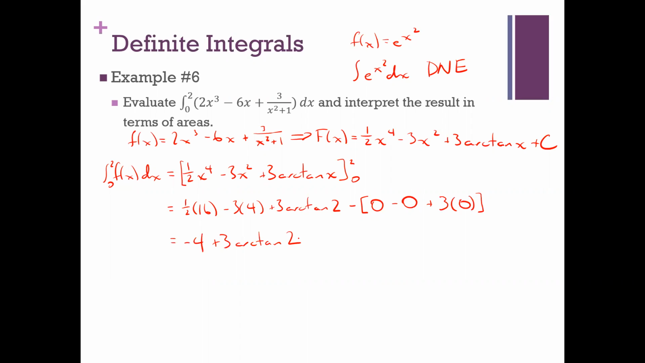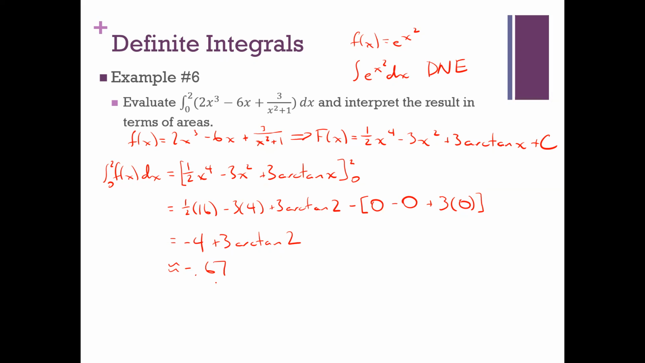All right, so this is the value of the integral. I would like to know if this thing is positive or negative. What is the arctangent of 2? 1.107. So this is going to be about negative 0.6-ish. All right, so we got an approximate value of this integral, like negative 0.67.